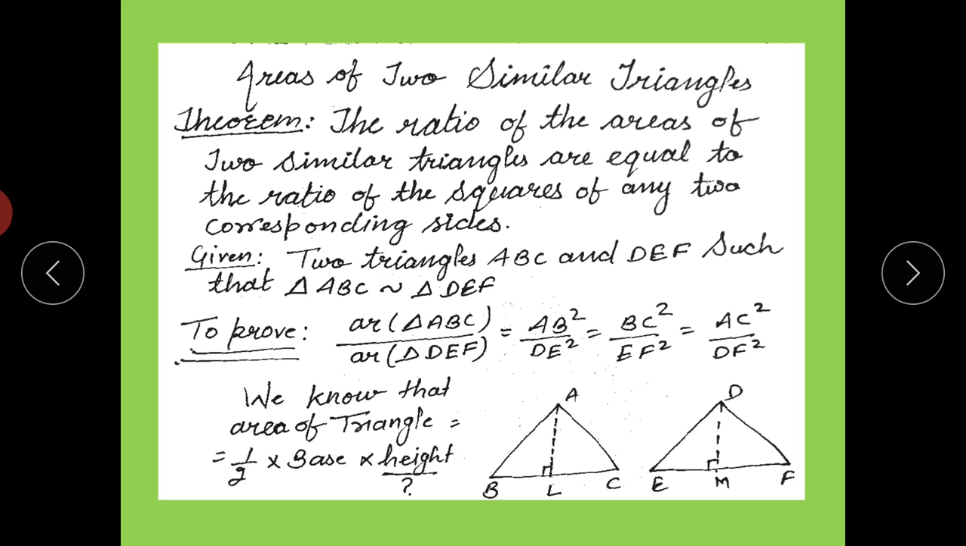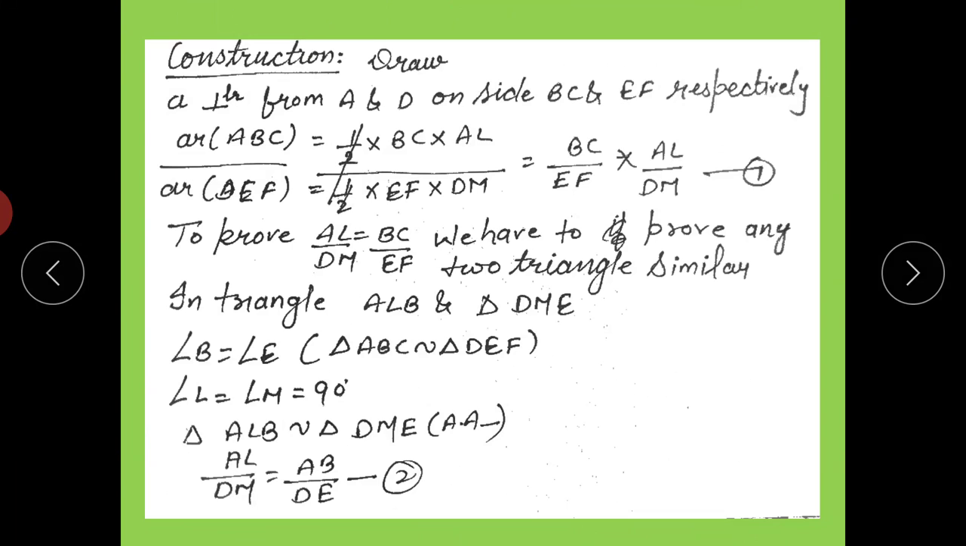Again I am repeating what is given here. Two triangles ABC and DEF are similar triangles. What I have to prove? The ratio of the area of triangle ABC to triangle DEF is equal to AB upon DE whole square, or AB square upon DE square, is equal to BC upon EF whole square, or BC square upon EF square, is equal to AC square upon DF square. So let's move ahead. So construction we have to do.